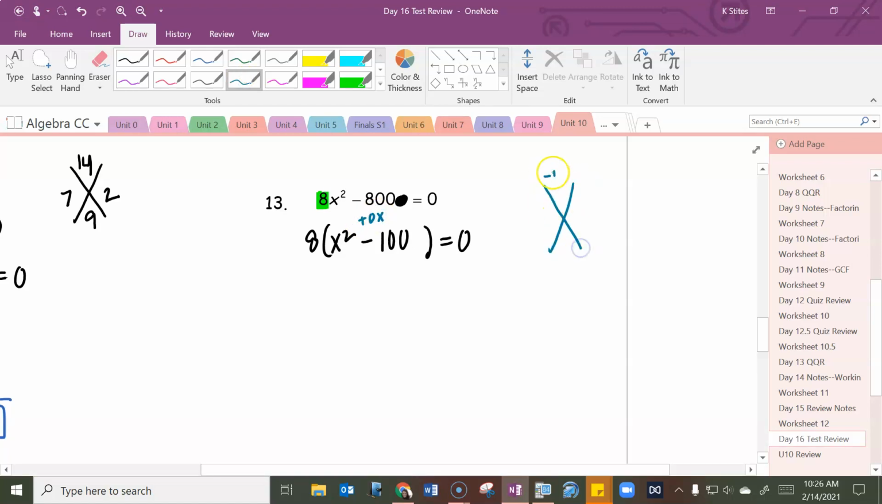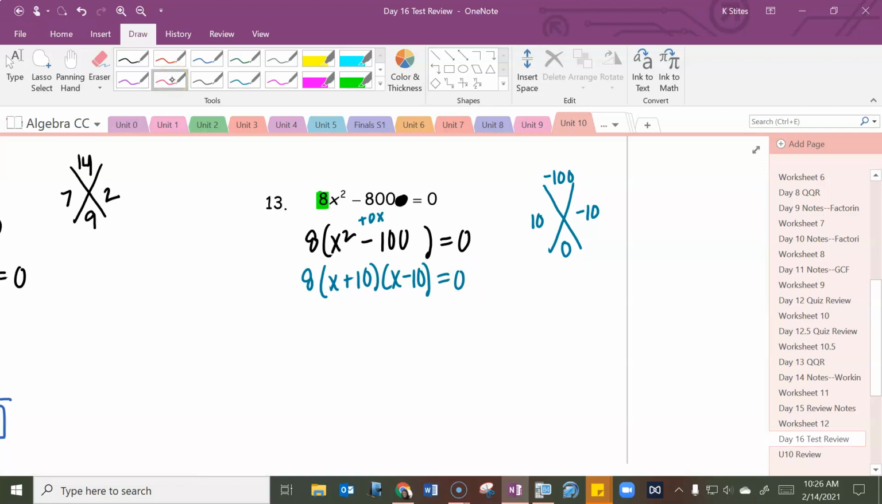So we are multiplying to -100 and adding to 0. And these numbers have to be opposites. It's going to be 10 and -10 that multiply to -100. So plus 10 and minus 10. Don't lose that equals 0.